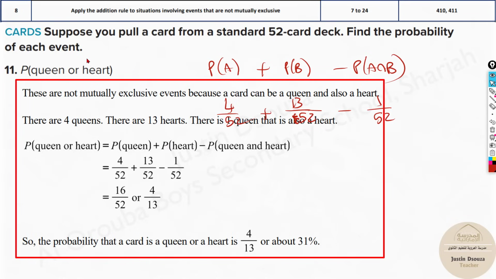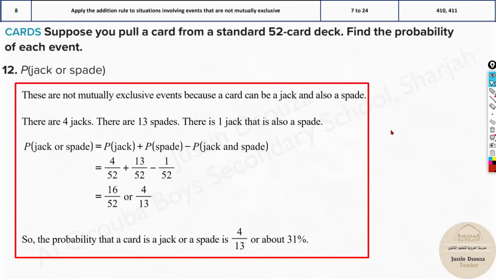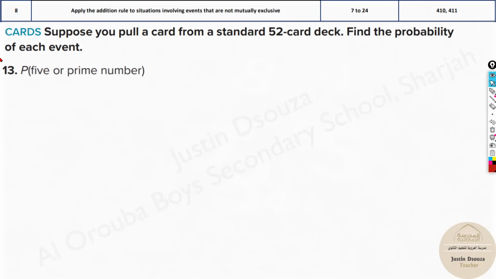If it was mutually exclusive, then you wouldn't have this minus P(A intersection B). Here they have asked for jack or spade, the same way. Here also this is a not mutually exclusive event. How many jacks are there? There are 4 out of 52, plus spades are 13 out of 52, and subtracted by the common card, that is 1 by 52. So this is the answer. Everything is worked out here.